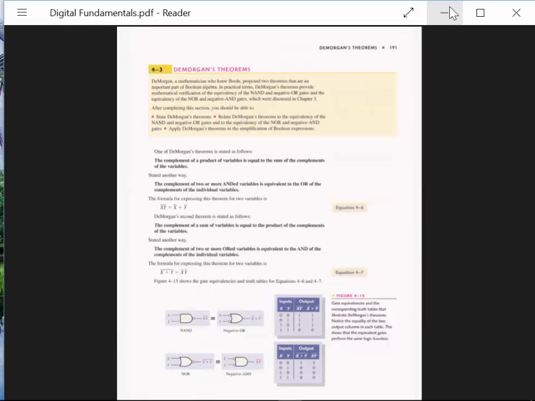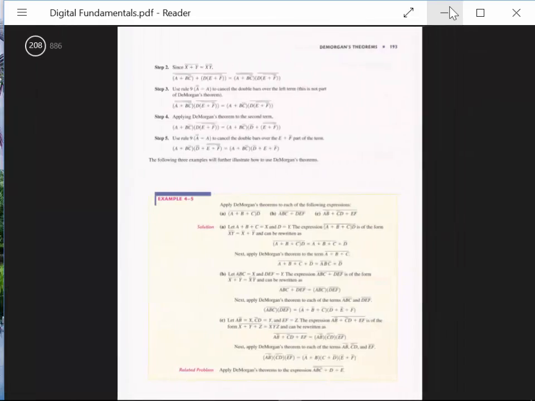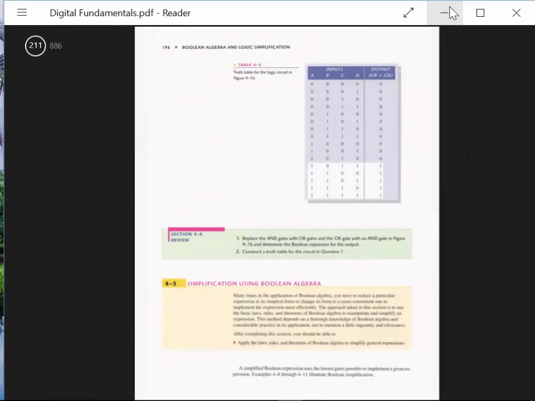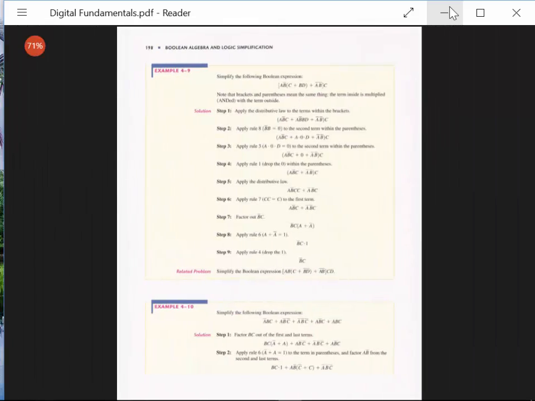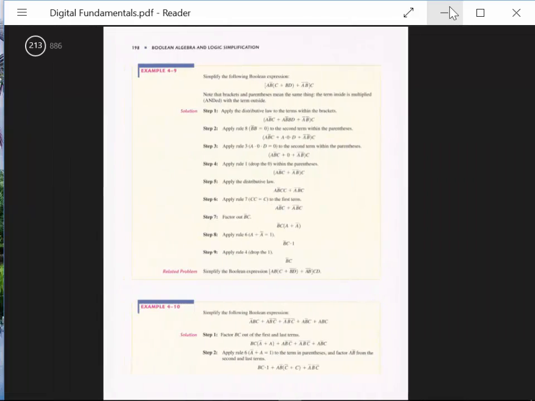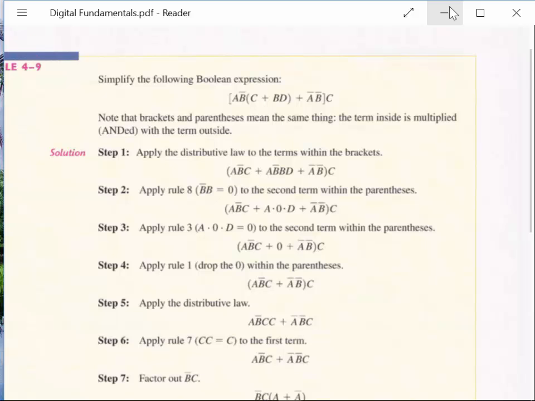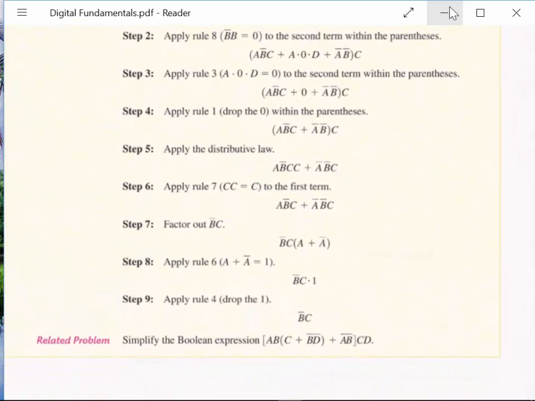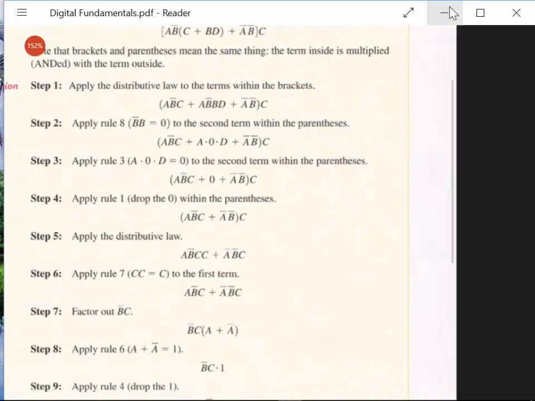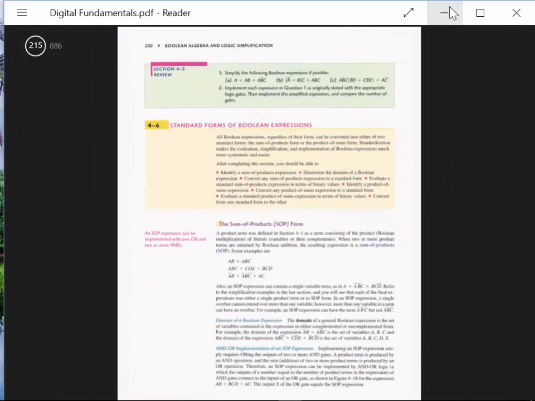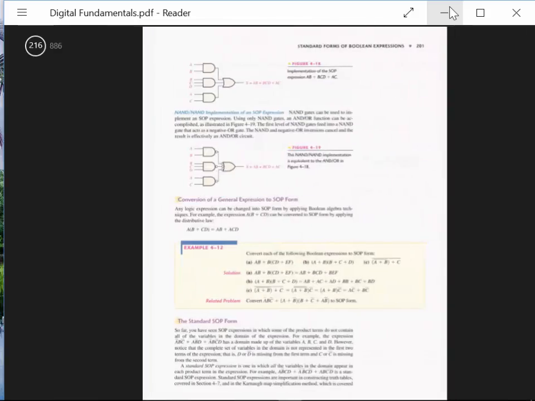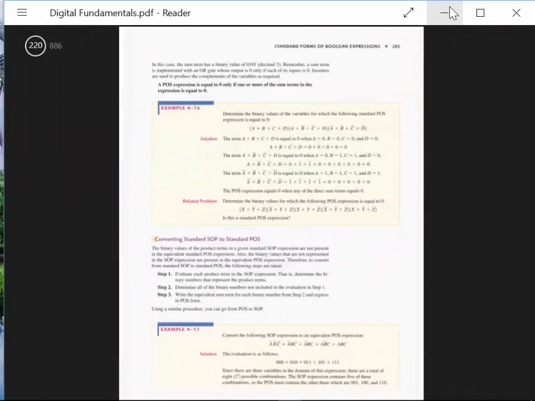So let's go to the end of the chapter here, and it's a fairly long chapter. Okay, well, again, we can use this one right here. Well, this one uses De Morgan's. I don't want to use De Morgan's yet.